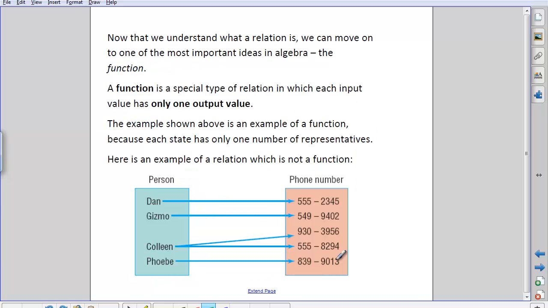Okay, so we see what relationships are. Let's go ahead and from that, let's define a function. A function is really just a special type of relation. And here's our definition for that. Here this says a function is a special type of relation in which each input value has only one output value. So what does that mean? Each input has only one output.